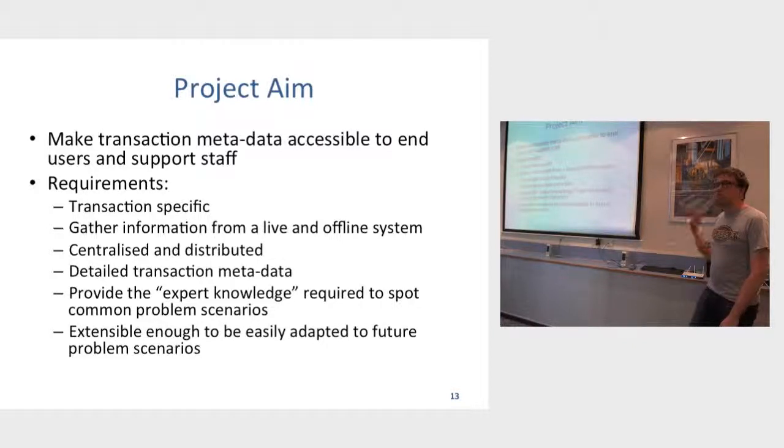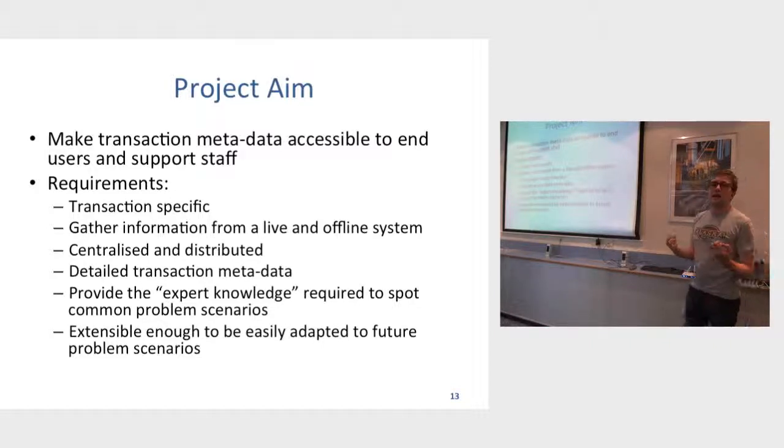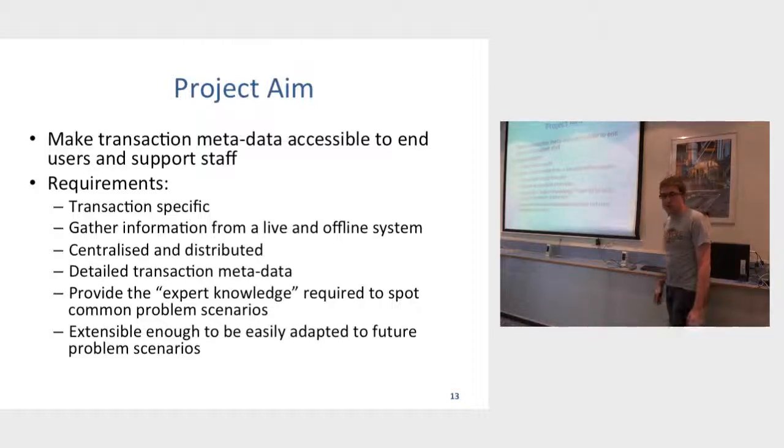We want times, so run times of the transactions, basically as much data as we can get our hands on in order to be able to do some interesting stuff and make some assertions on this data. So we also want to provide the expert knowledge required to spot these common problem scenarios. So we want a means of automating what the transaction teams are doing once we've got this data model built, and be able to spot some common problem scenarios programmatically for the user. And we want to make it extensible enough to be easily adapted to future problem scenarios.